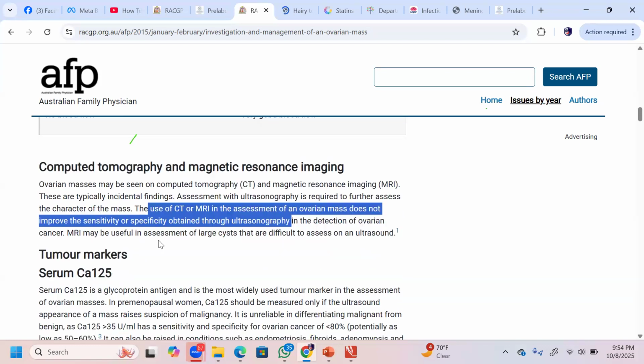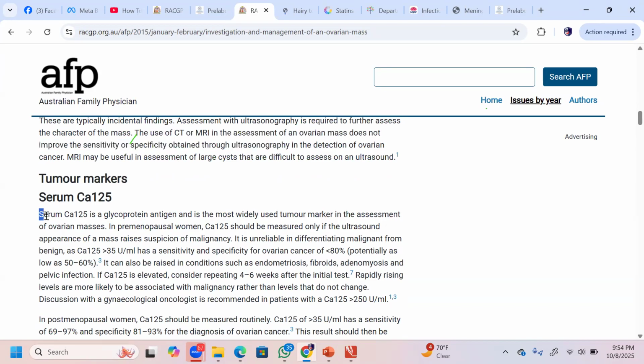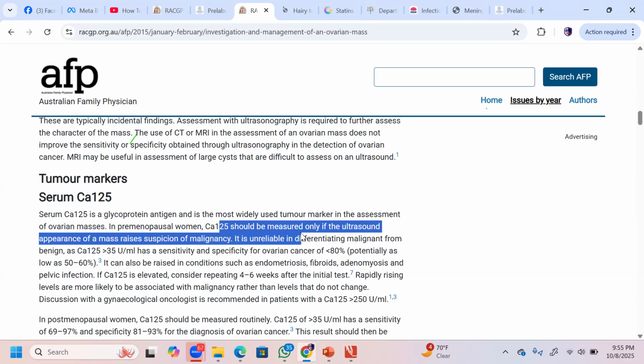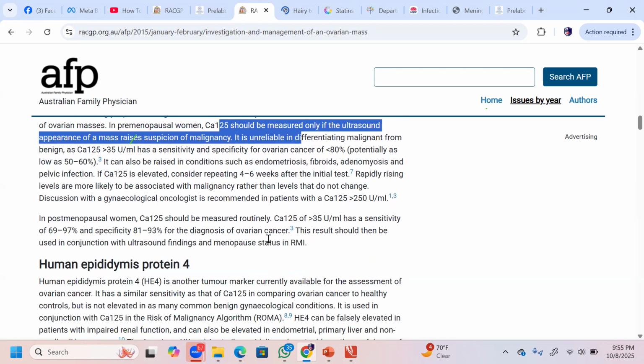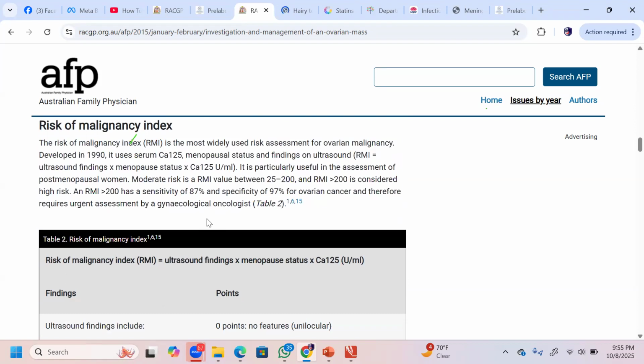After that, if you have suspicion that it is a malignancy, then you will go with serum CA-125 to assess the risk of malignancy. CA-125 should be measured only if the ultrasound appearance of the mass raises suspicion of malignancy. So you will go with that. So this one is not important. Next.